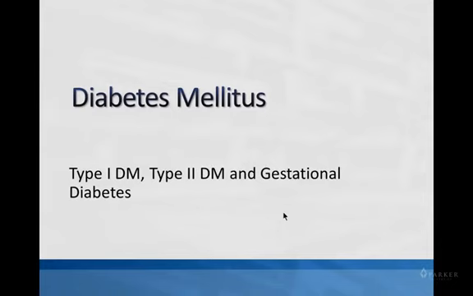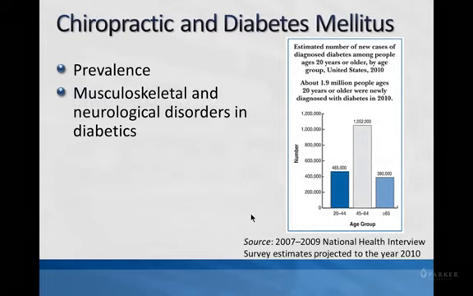This webinar is going to cover very briefly diabetes mellitus. We're going to show the difference between type 1 and type 2 diabetes mellitus, as well as discussing a little bit about gestational diabetes. Now, chiropractors are going to be treating diabetics, especially if they have a practice that's going to be addressing a lot of neuropathies, because diabetics have a much greater incidence of neuropathies.